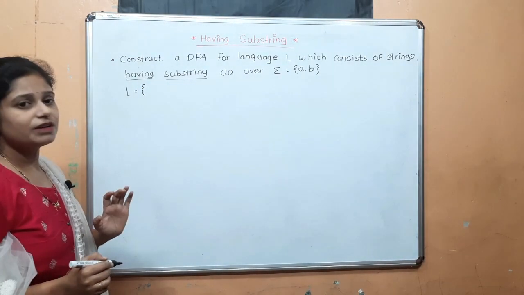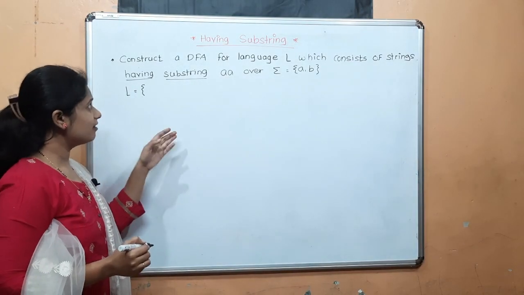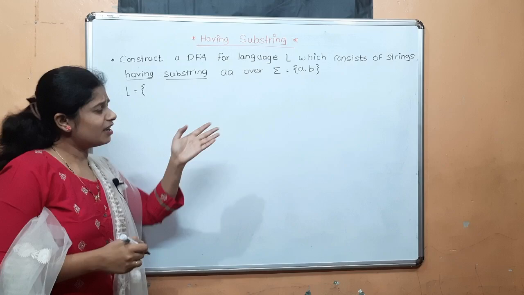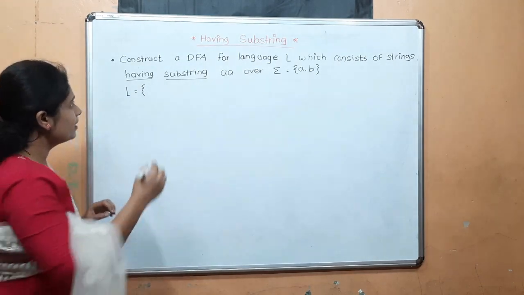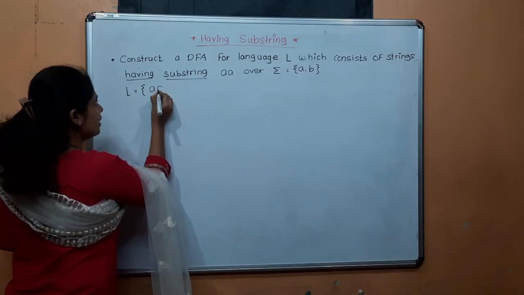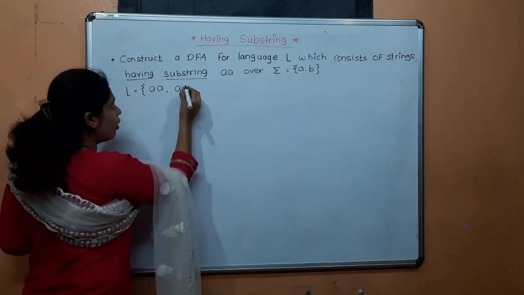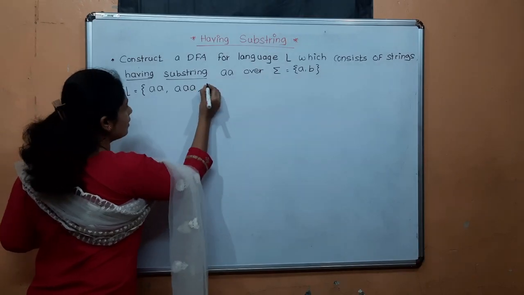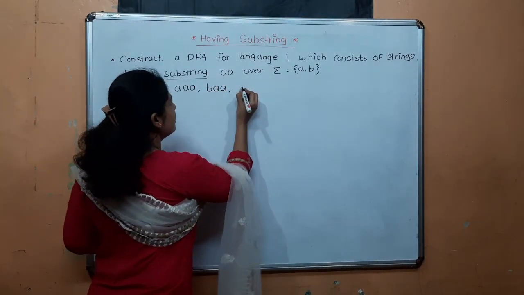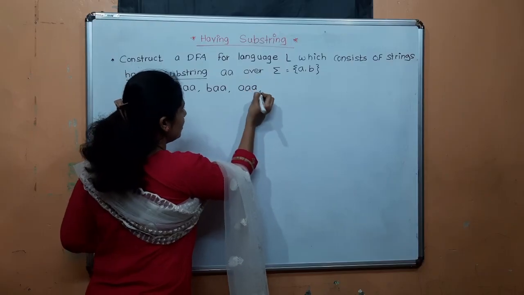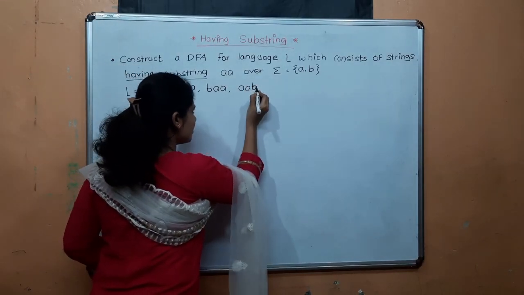There is no condition of starts with and ends with. It can start with either A or B, and it can end with either A or B. We can have only the substring. Now the minimum string will be AA. So we can start it with either A or B, as well as we can end it with either A or B. This string will be included here.